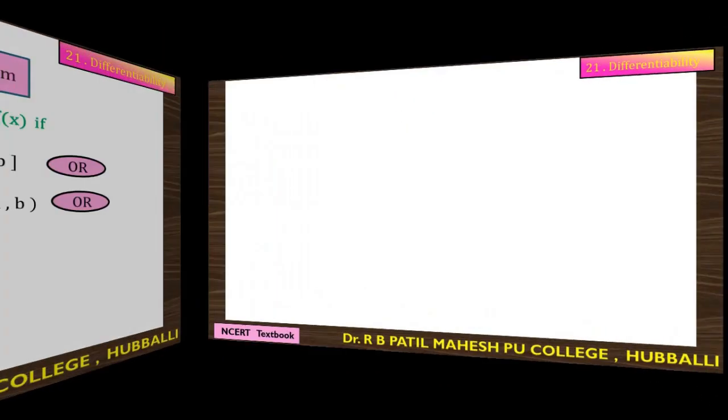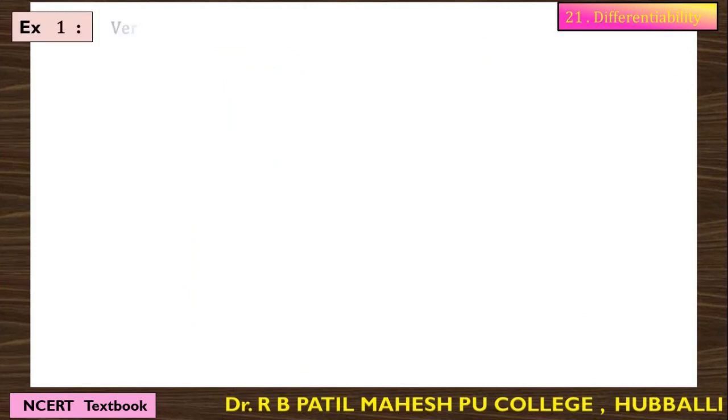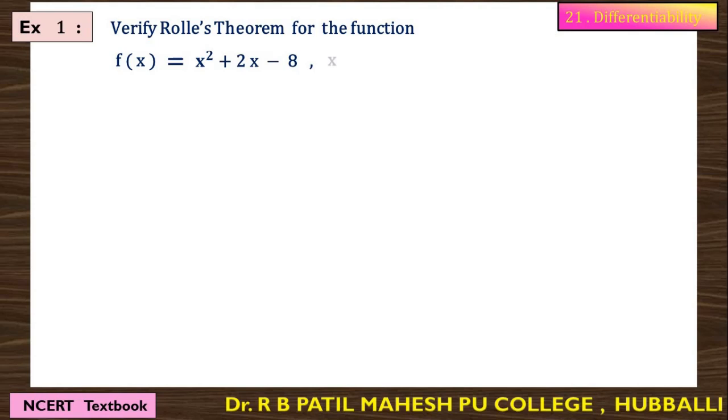Now let me solve the problems. Verify Rolle's theorem for the function f of x is equal to x square plus 2x minus 8, x belongs to minus 4 comma 2. This is the closed interval minus 4 comma 2. This is a point and this is b point. Now we have to verify Rolle's theorem. That means we have to check whether the point exists or not.